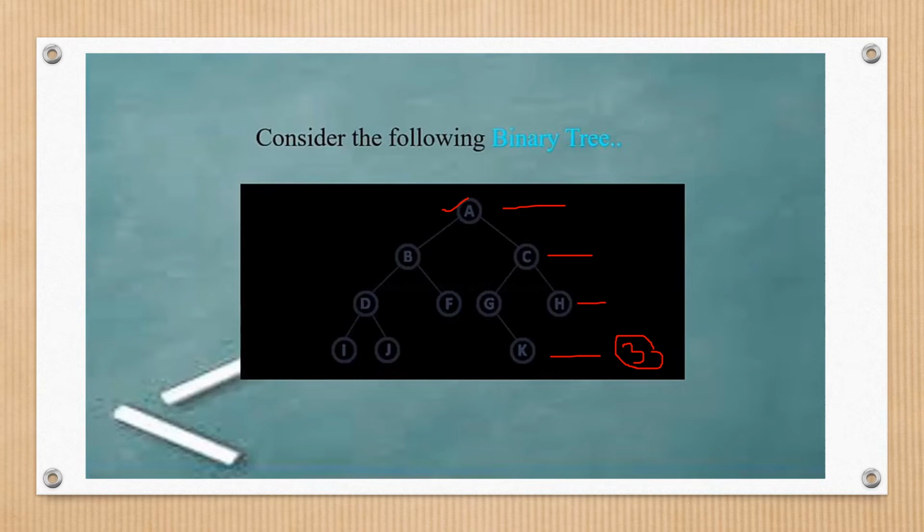How many edges? 1, 2, 3, 4, 5, 6, 7, 8, 9. 10 minus 1, 9 edges are there. What are the leaf nodes? I, J, F, K and H are leaf nodes. What are the intermediate nodes? D, B, C, G are intermediate nodes.